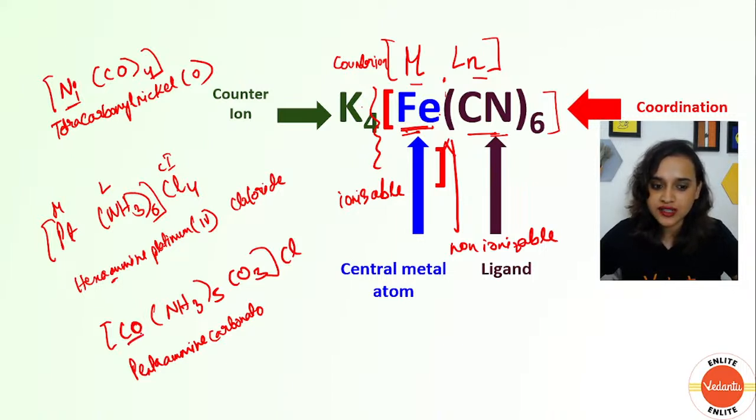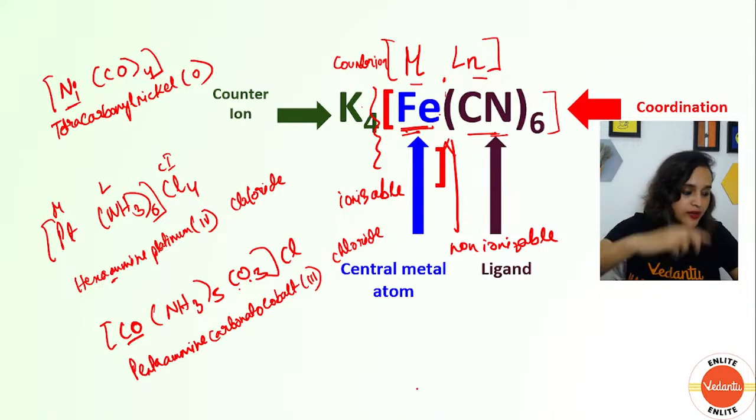By the way, take a look at it. This is cobalt, this is the metal, and CO is your carbonato. Carbonato, then we will write cobalt. Yes, the oxidation state will be 3. You can calculate it, okay? And then you write chloride.